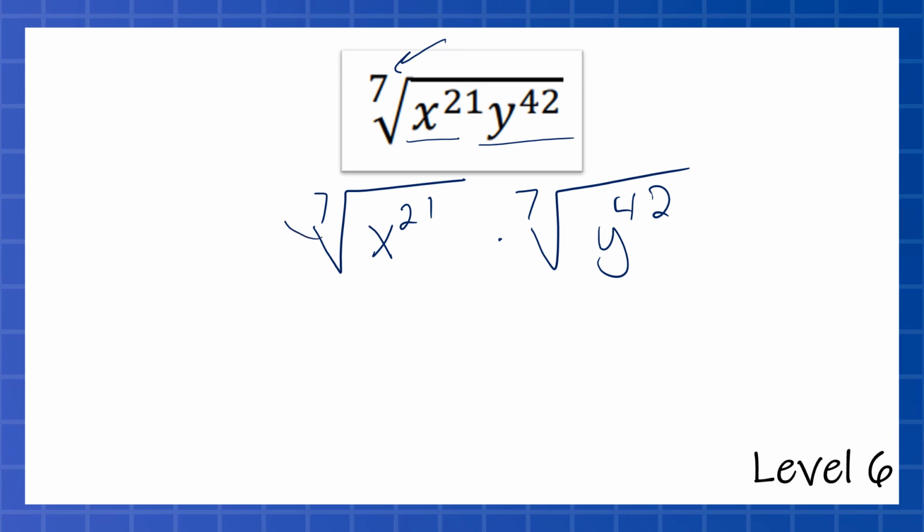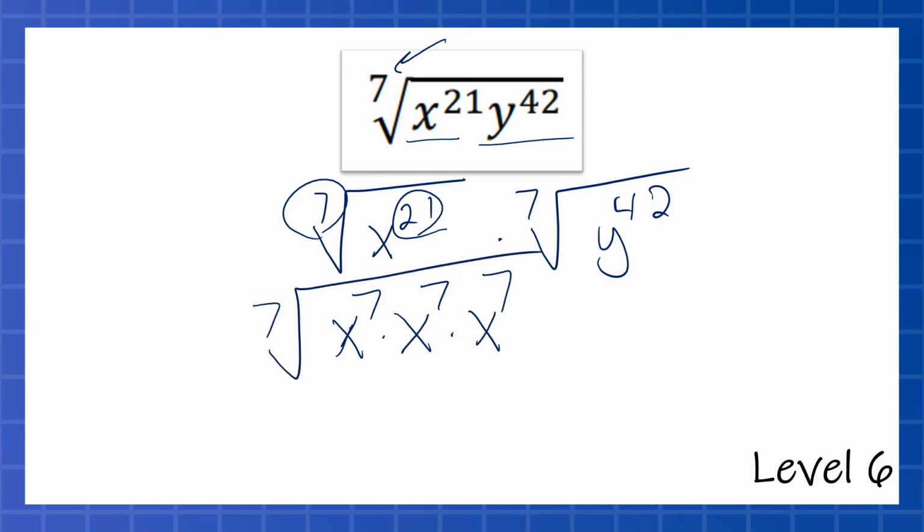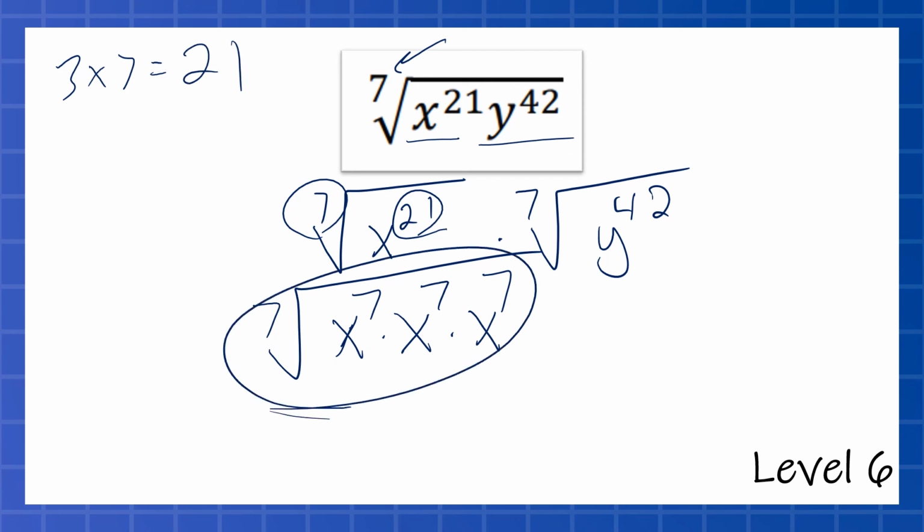When we have an index and an exponent, what we can do is try to make as many sets that match the index as possible. So x to the 7 times x to the 7 times x to the 7. So when I split it up into 7s, that would be 3 7s to make 21, because 3 times 7 equals 21. So that means this whole thing just crunches down into x to the 3.